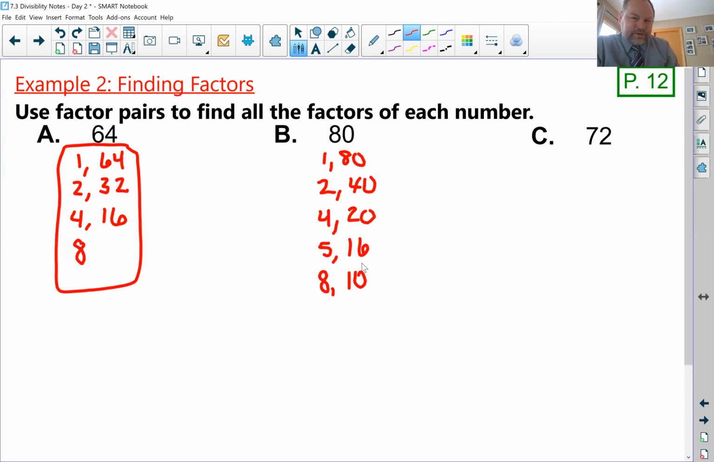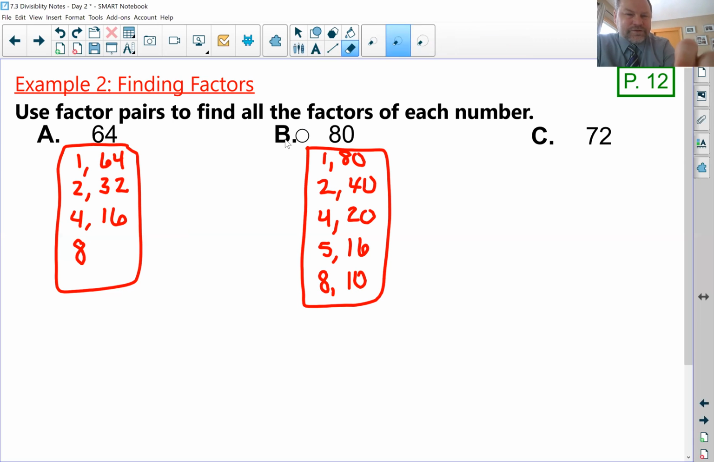9, if I add the digits, I get 8. 8 is not evenly divisible by 9, so 9 is not a factor. And then I come to 10, which I already have as a factor. So those are my factor pairs for 80.